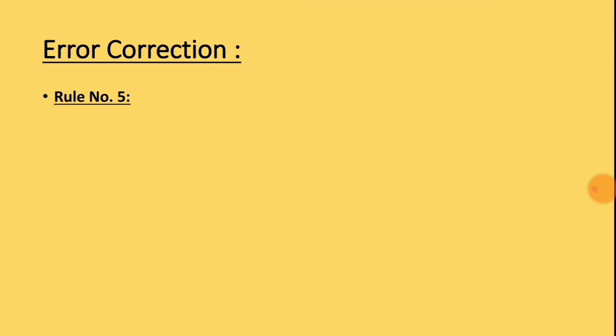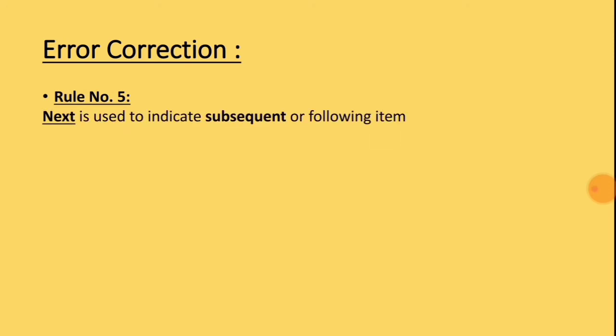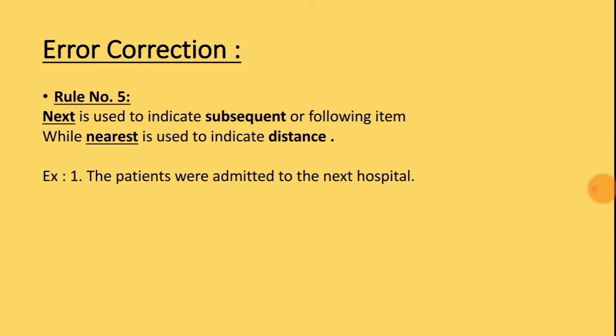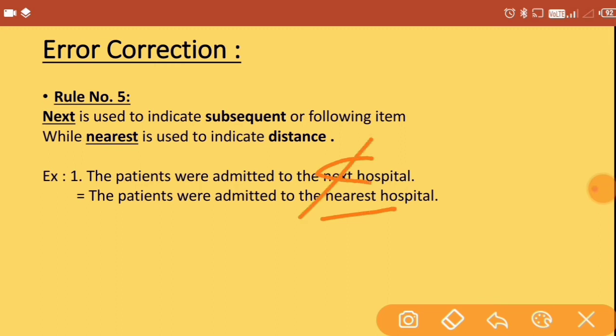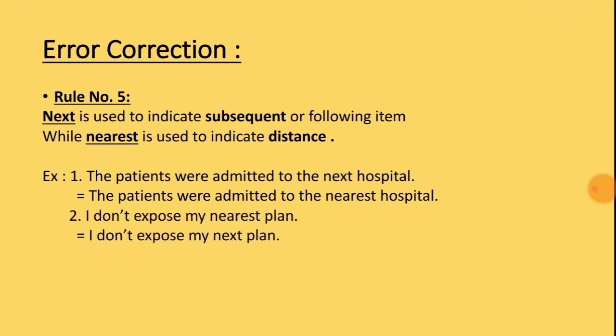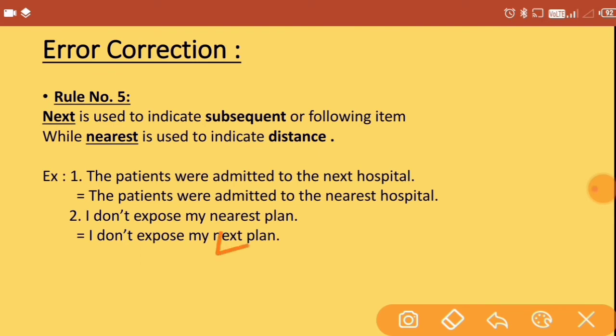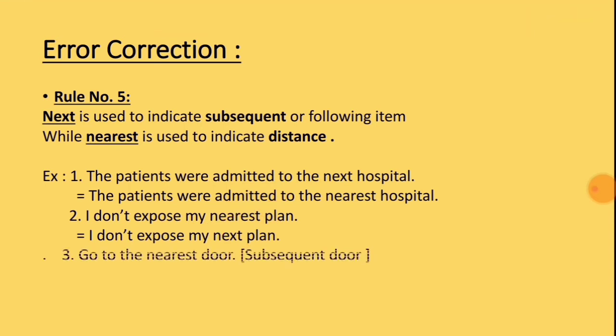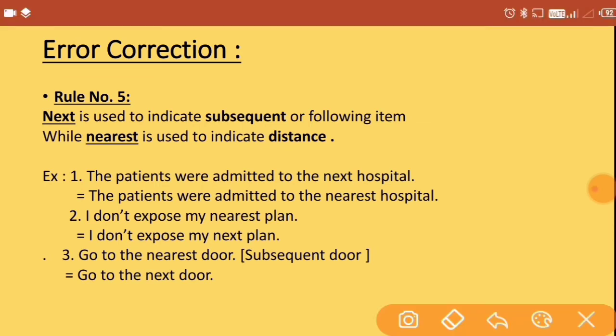Next, rule number 5. Next is used to indicate subsequent or following item, while nearest is used to indicate distance. For example, the patients were admitted to the next hospital. It will be nearest, not next. I don't expose my nearest plan. It will be next, not nearest. Next, here in the third sentence, it means subsequent doors, so it will be next.